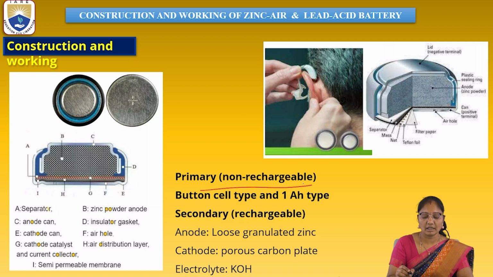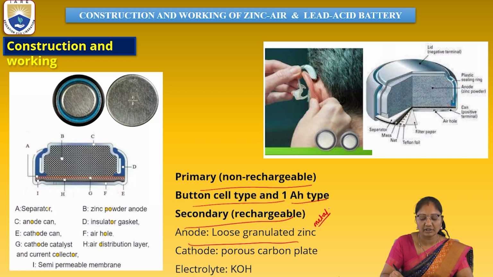Here the primary batteries are non-rechargeable; they come under primary batteries, while the button cell type and the one AH type are secondary, rechargeable. The anode is loose granulated zinc, the metal used in zinc air batteries. The cathode is a porous carbon plate, and the electrolyte is an alkaline electrolyte, potassium hydroxide. So here KOH is used.